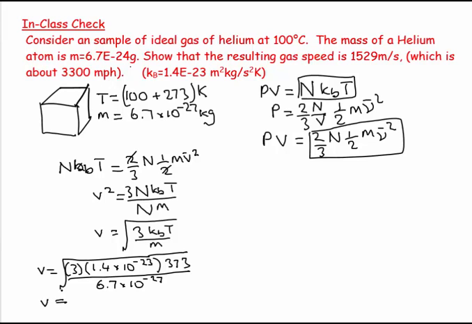So v is equal to, so let's get my calculator, and I go 3 times 1.4 second e to the minus 23 equals times 373 equals divided by 6.7 second e to the minus 27 equals, and then second square root, second answer, and so I get 1,529 meters per second. Meters per second because I'm in SI units. So that's the first part.